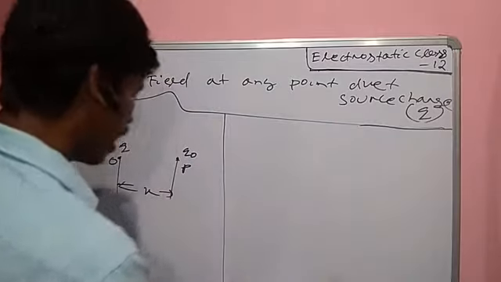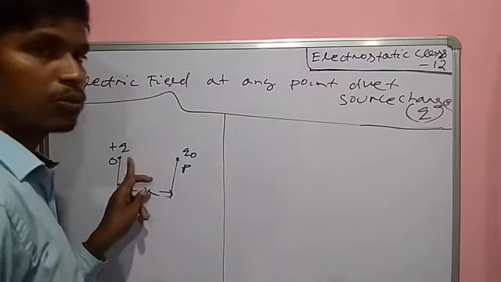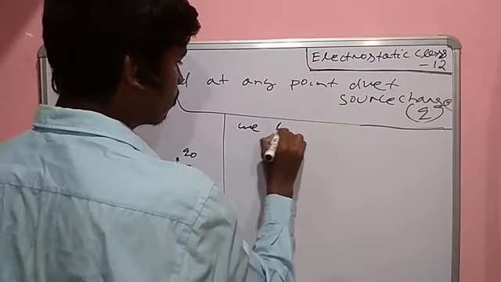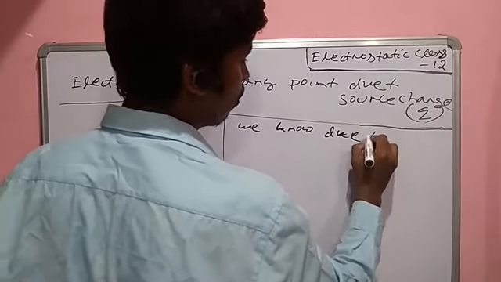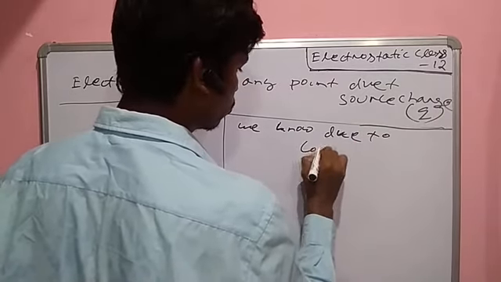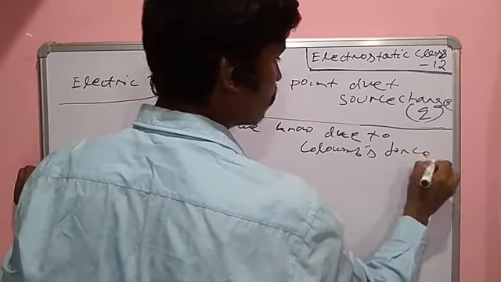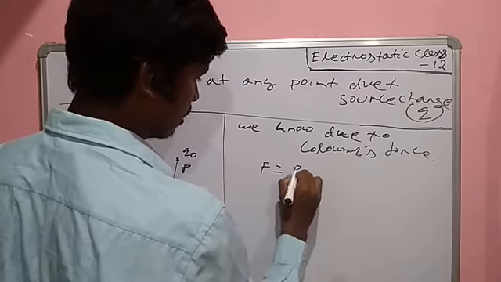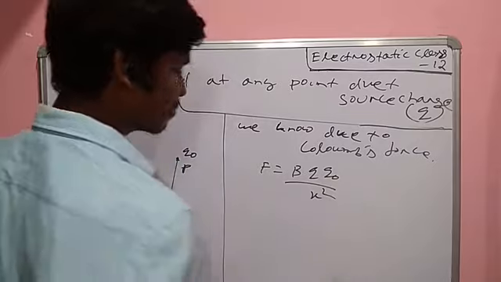Determine the field at point P due to source charge plus Q. We know, due to Coulomb's law, due to Coulomb force, F is what? F is beta q0 by x square. Yes or no?